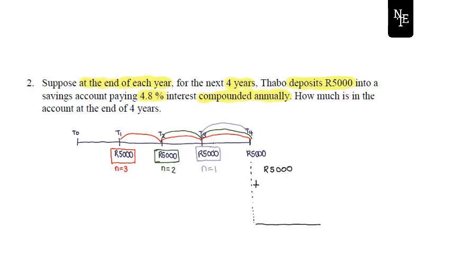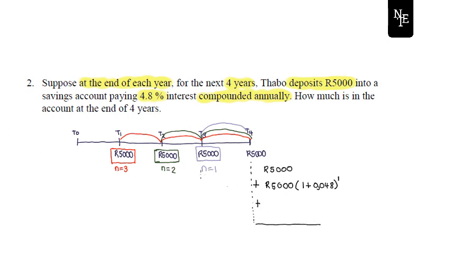Okay, and we can add to that this previous 5,000 Rand, which earned 1 plus 0.048 interest, to the exponent of 1, that's its compounding period. Essentially this comes from P times (1 plus i) to the n. So this is just applying the compound interest formula.